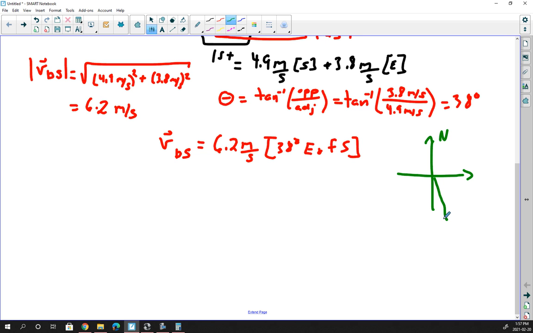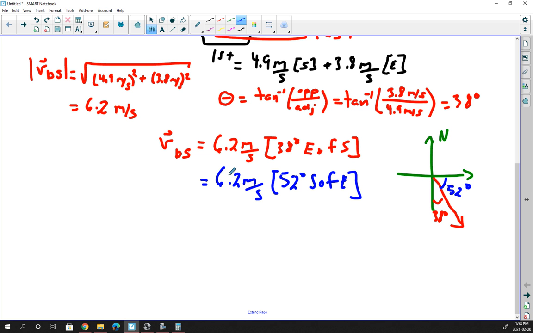Oop, I wanted that in a different color. Let's see if I can do that. There we go. So there is your 6.2 meters per second, 38 degrees east of south. So there's your 38 degrees. But the complement to that is here, which is 52 degrees. So you could rewrite this as 6.2 meters per second, 52 degrees south of east. And I'd be okay with that. Either one is fine. Let's not get too hung up on this.